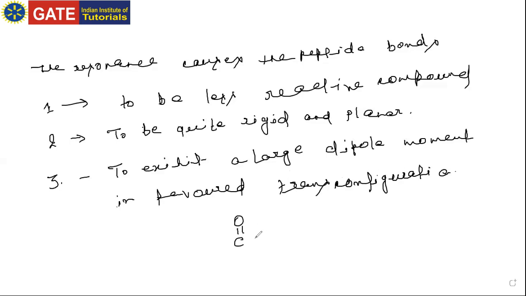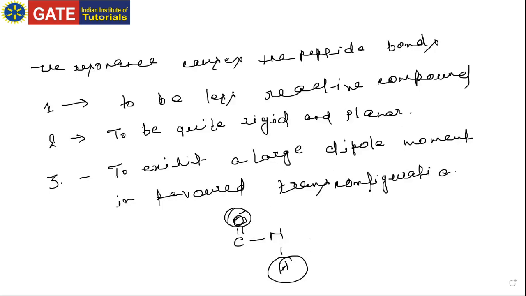How? Suppose that this is the peptide bond. Here the hydrogen is on one side and the oxygen is in trans form. The negative atom is opposite to the positive hydrogen, so these two atoms are in trans form. Because of that, a large dipole moment will be there. The positive is on the opposite side to the negative, so large dipole moments will be there in the trans configuration.